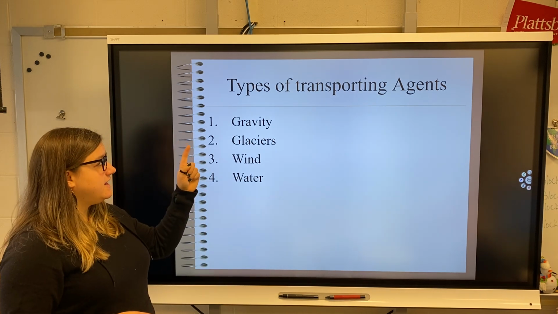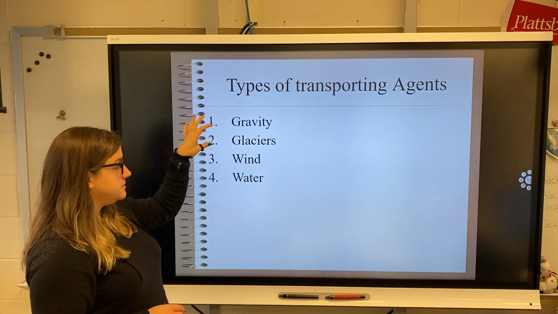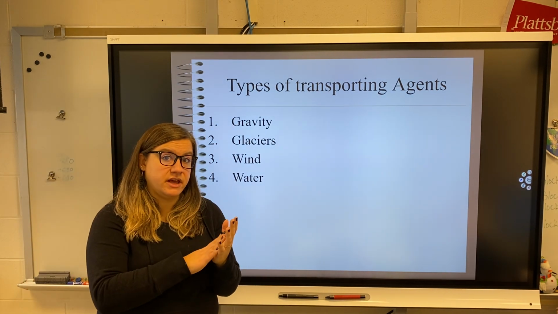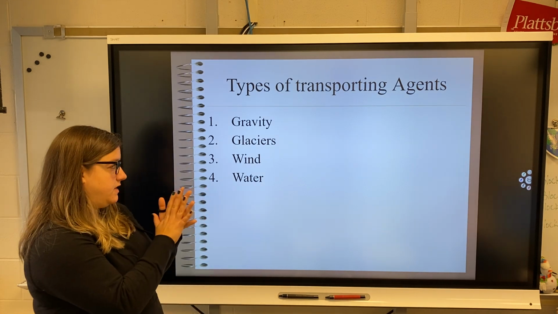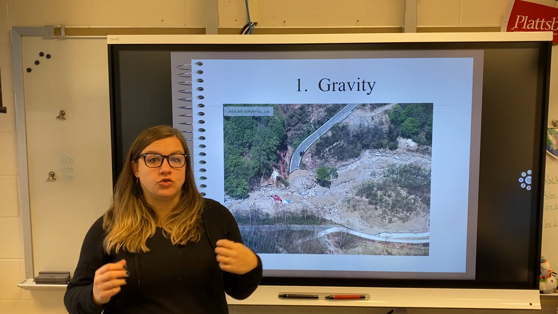You have gravity and glaciers. Those actually go hand in hand with some key concepts we're going to get to. And then wind and water. Those also kind of go together with some relationships and different things that we'll talk about. Okay, first one we'll talk about is gravity.